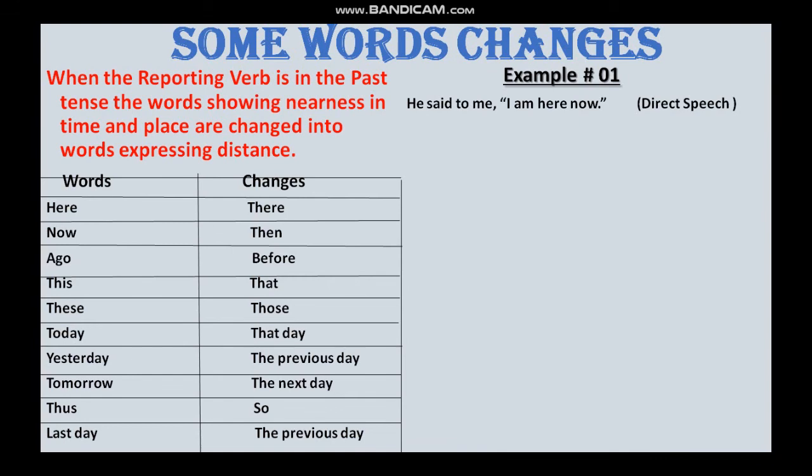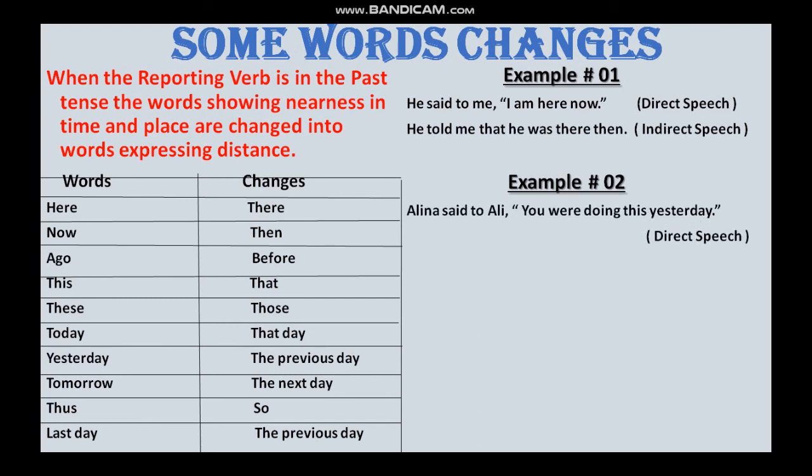For example students, he said to me, I am here now. So here and now are adverbs of place and time. That's why when I make it indirect, we change here into there, and now into then. But the first condition is important, that we must have the second form. If we are not given the second form, then we do not change those verbs.